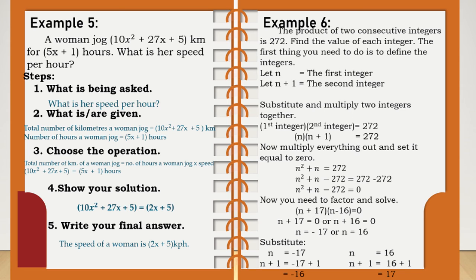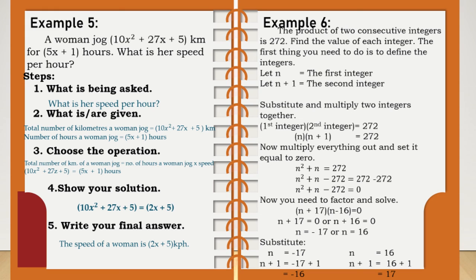Now multiply everything out and set it equal to 0. n squared plus n is equal to 272. Transpose, additive inverse: n squared plus n minus 272 is equal to 272 minus 272. So we have n squared plus n minus 272 is equal to 0. Now you need to factor and solve.